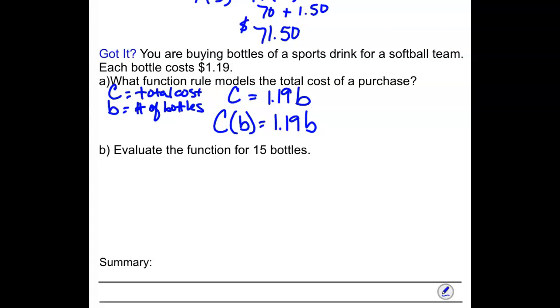Okay, evaluate the function for 15 bottles. So what is the value of my expression if I put in 15 for the number of bottles? So if you took $1.19 times 15, you should get $17.85. Okay?